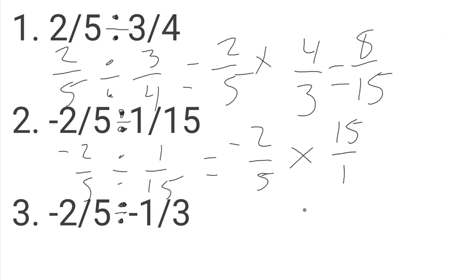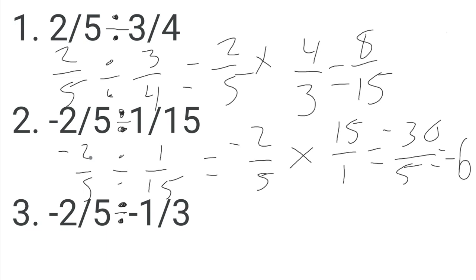2 times 15 is 30. But because there was a negative sign, it's negative 30 over 5 times 1, which is 5. Then I look to see if I can reduce this fraction. Negative 30 divided by 5 is negative 6.